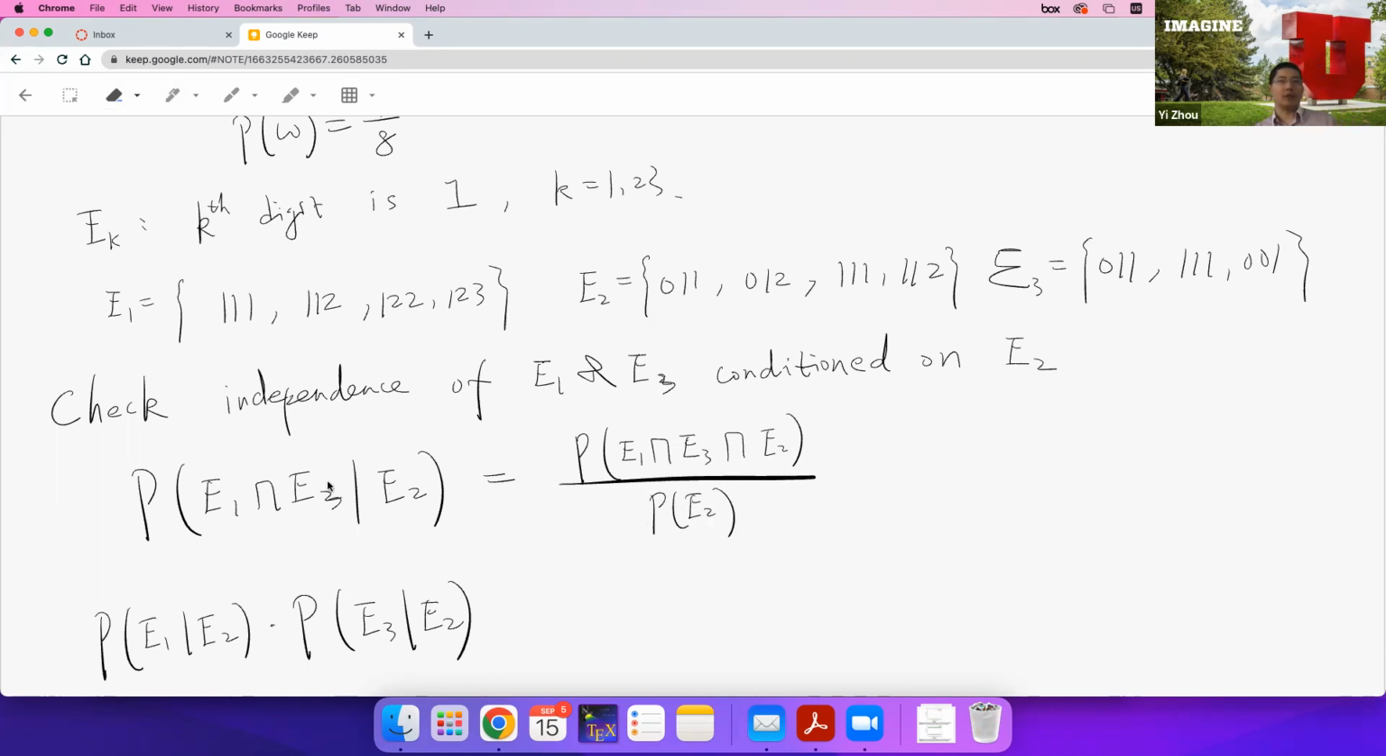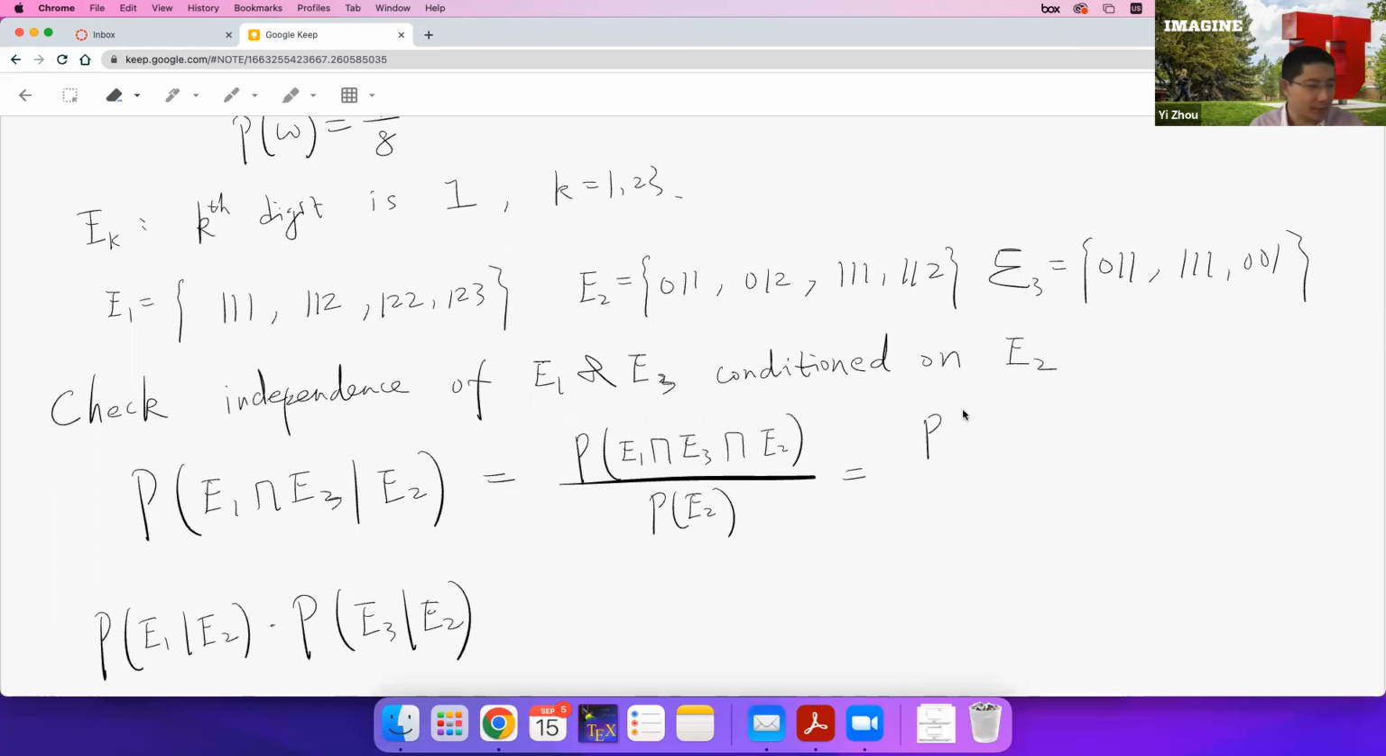By definition, this is the joint event between this event and E2. Because we have an intersection here, you can switch the order of the intersection; it does not change the result. So you can just intersect the three of them and then divide it by the probability of the conditioning event. Since the three sets are given, you can calculate their intersection.